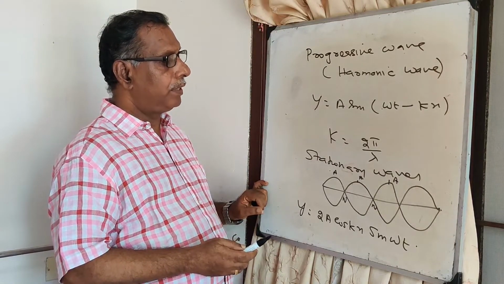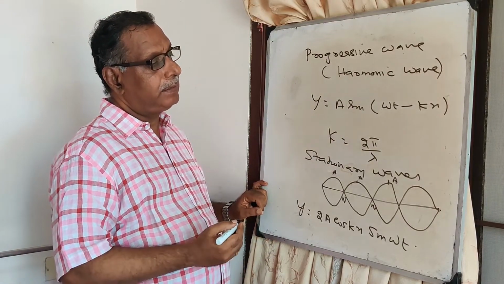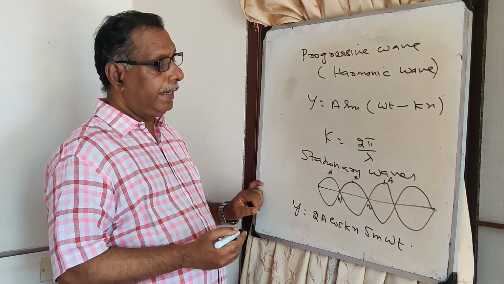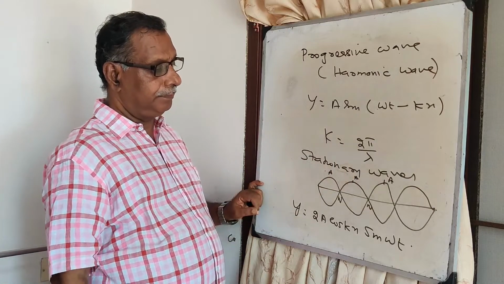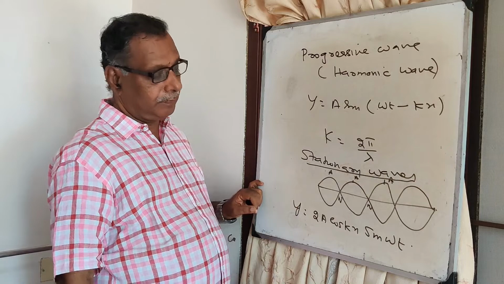The equation for a progressive wave is y equals a sine of omega t minus kx, where a is the amplitude and k is the propagation constant, k equals 2 pi by lambda. Now we have to study the concept behind stationary waves.